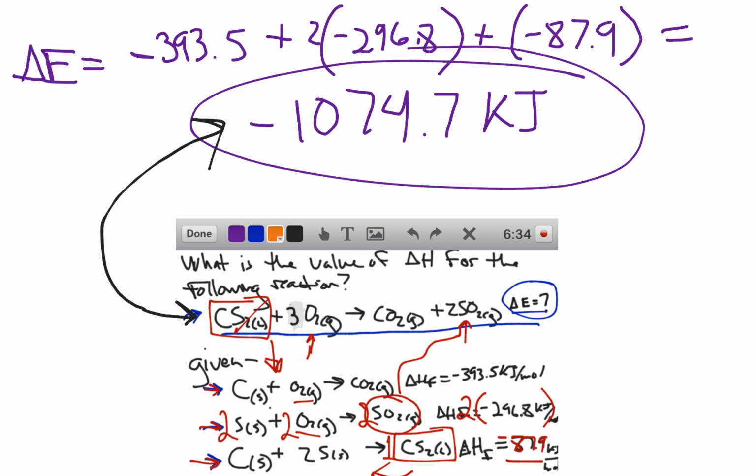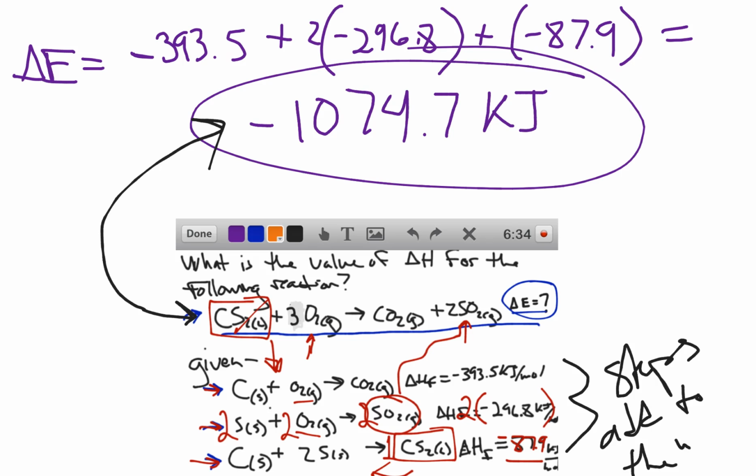Alright, we use that applying Hess's law, which says that the steps add to the whole. Alright, well, let's go ahead and do one more. The next one I'm going to show you the question. I want you to pause it and give it your own shot first.